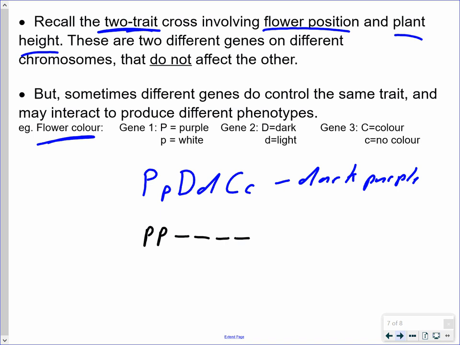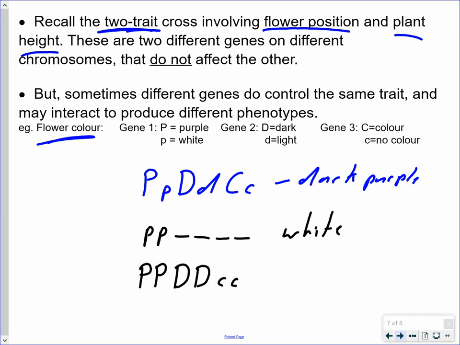It's going to be the white that we're going to see for this particular flower color. But there are some other possibilities. What if there are instructions for the purple coloration, whether it's homozygous or heterozygous? What if there are instructions for the dark pigmentation? If you don't have a capital C, then that purple is not going to be expressed.